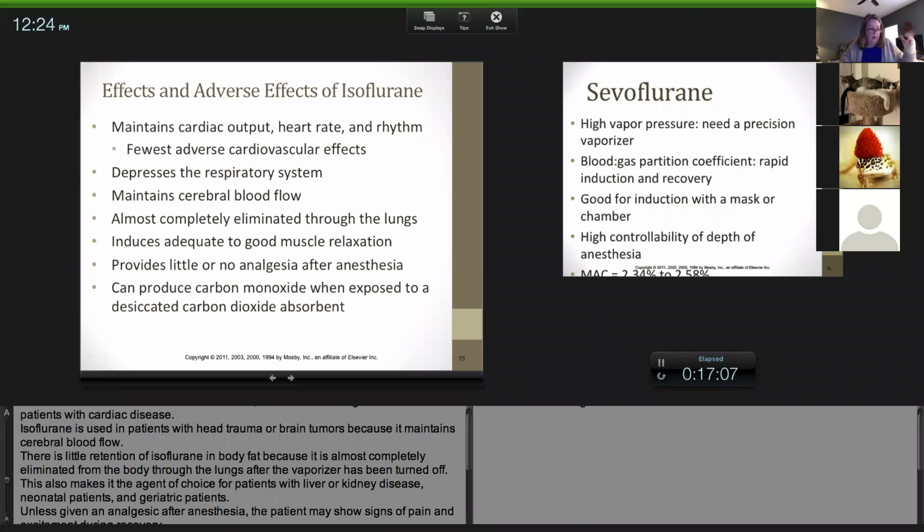So now, you don't have significant liver or kidney metabolism needed to get rid of this drug. So it's nice if you have hepatic or renal metabolism issues, elevated liver enzymes, kidney enzymes, things like that. There is no analgesia with these agents. So again, you still need to give them something for pain.